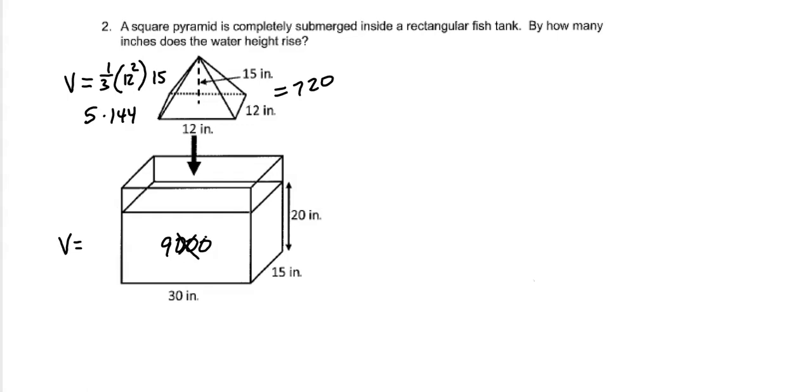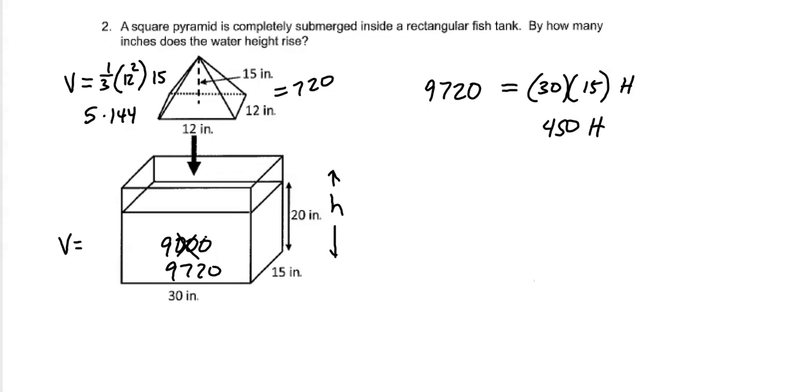So I no longer have 9,000 in here. I have 9,720. And I now have a new h because it's going to go up a little bit. So same thing as before. The new volume is length times width times the new height, which we don't know. And so that's 450h is 9720. Divide by 450. Divide by 450. 9720 divided by 450 is 21.6, the new height.